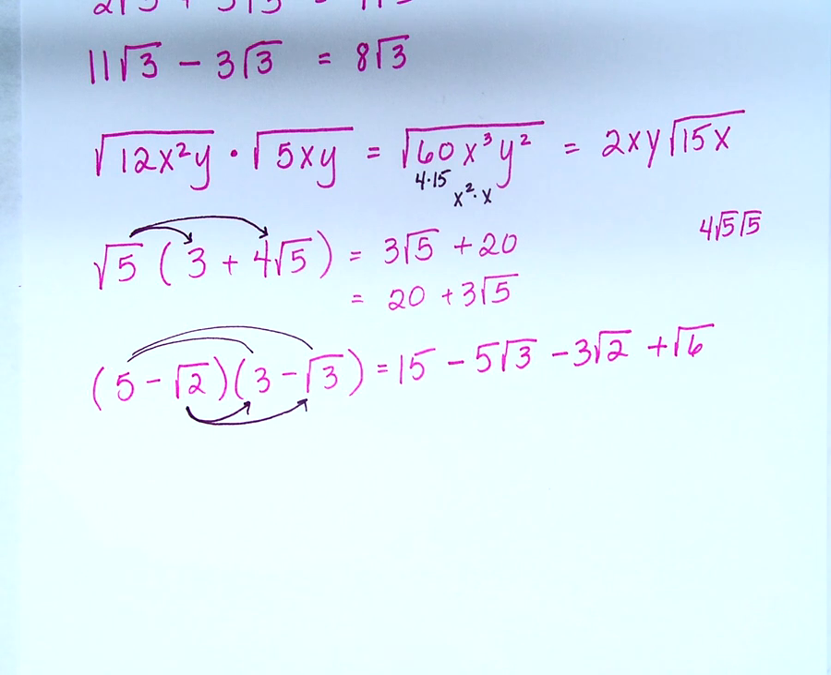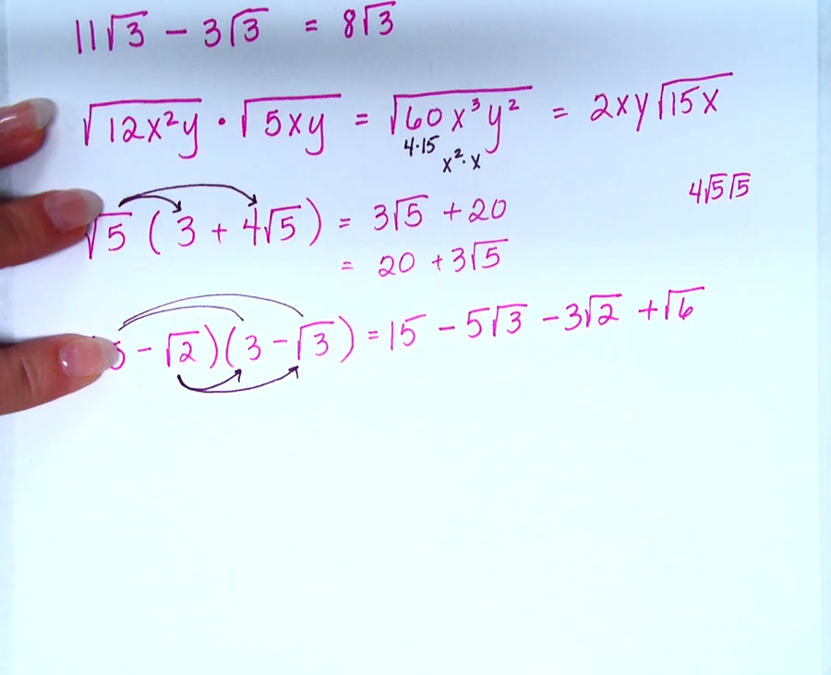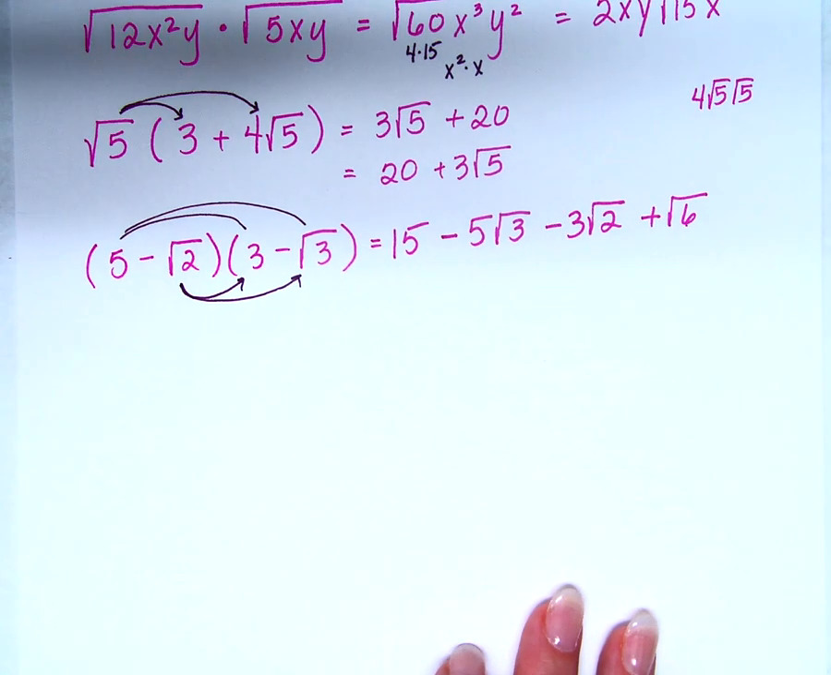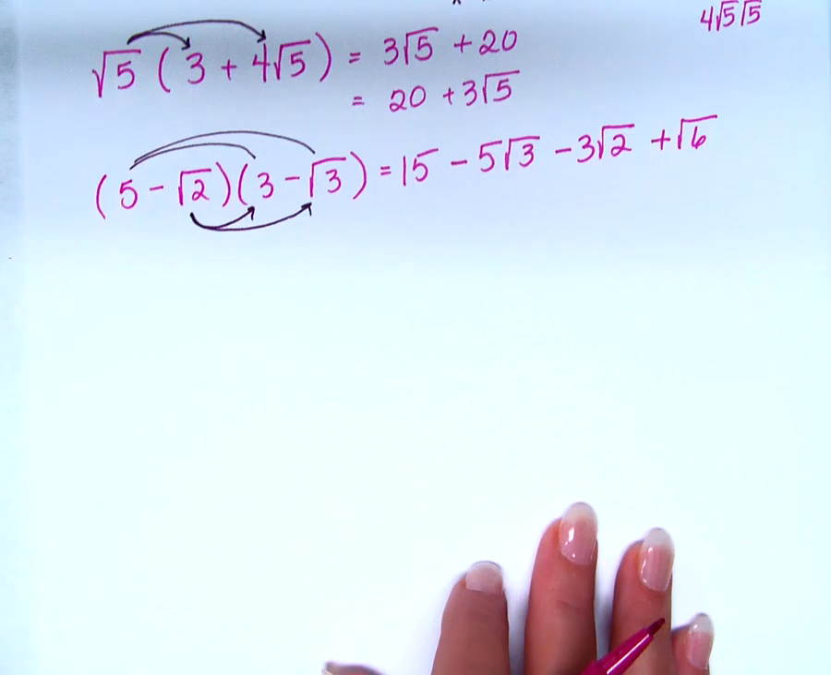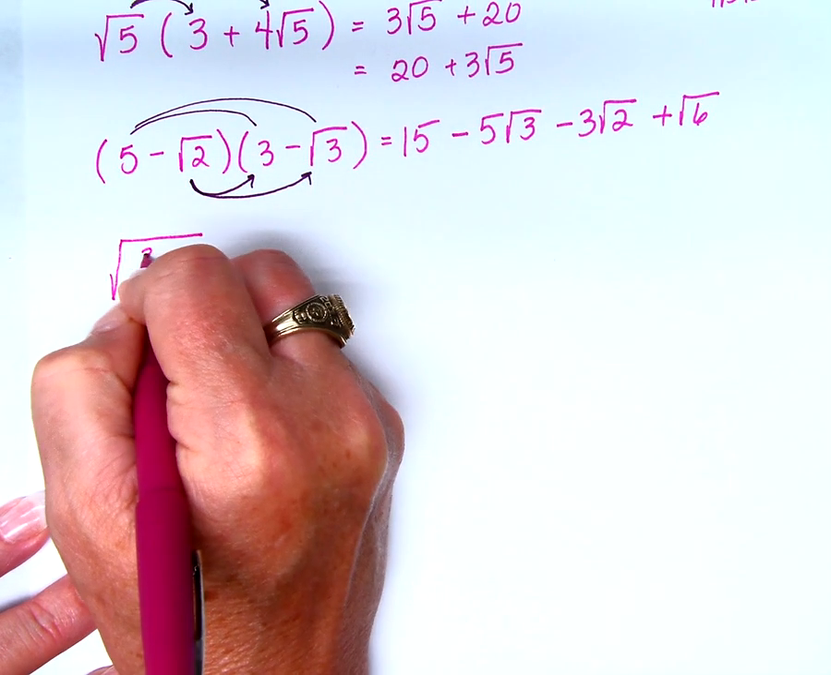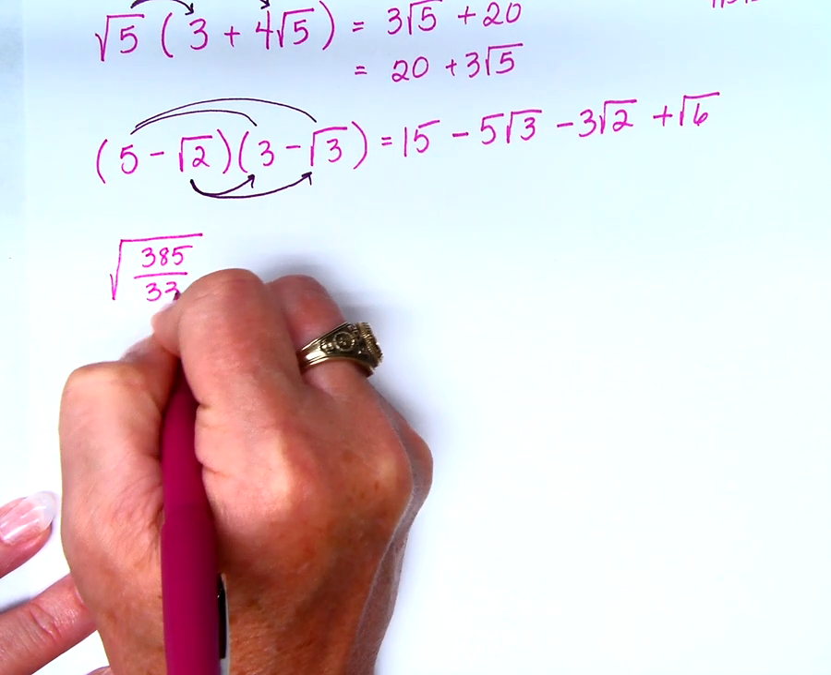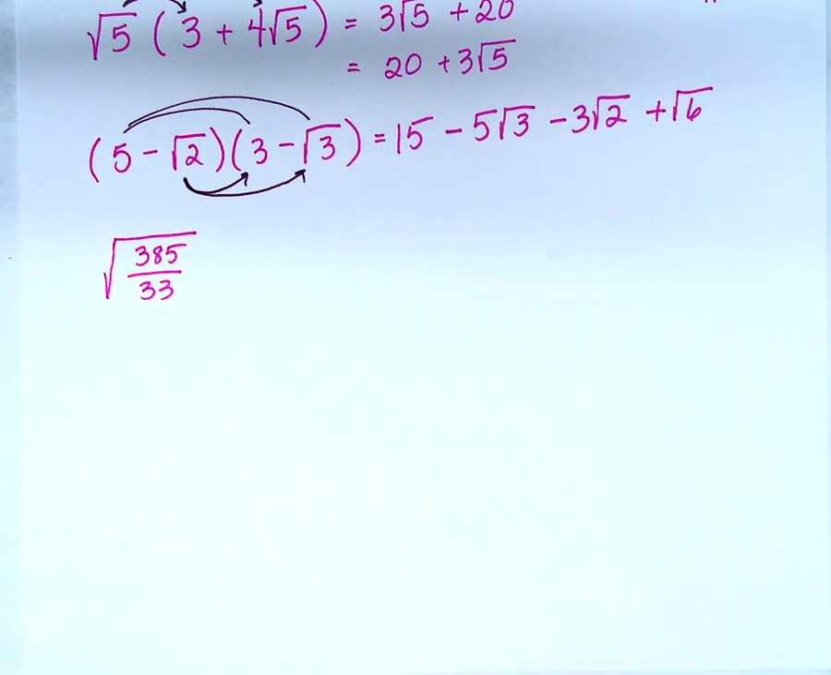Any questions so far? So we did addition, subtraction, multiplication, division. Okay? Division comes next. So the first problem may look something like this. 385 divided by 33. The square root of 385 divided by 33. Okay?